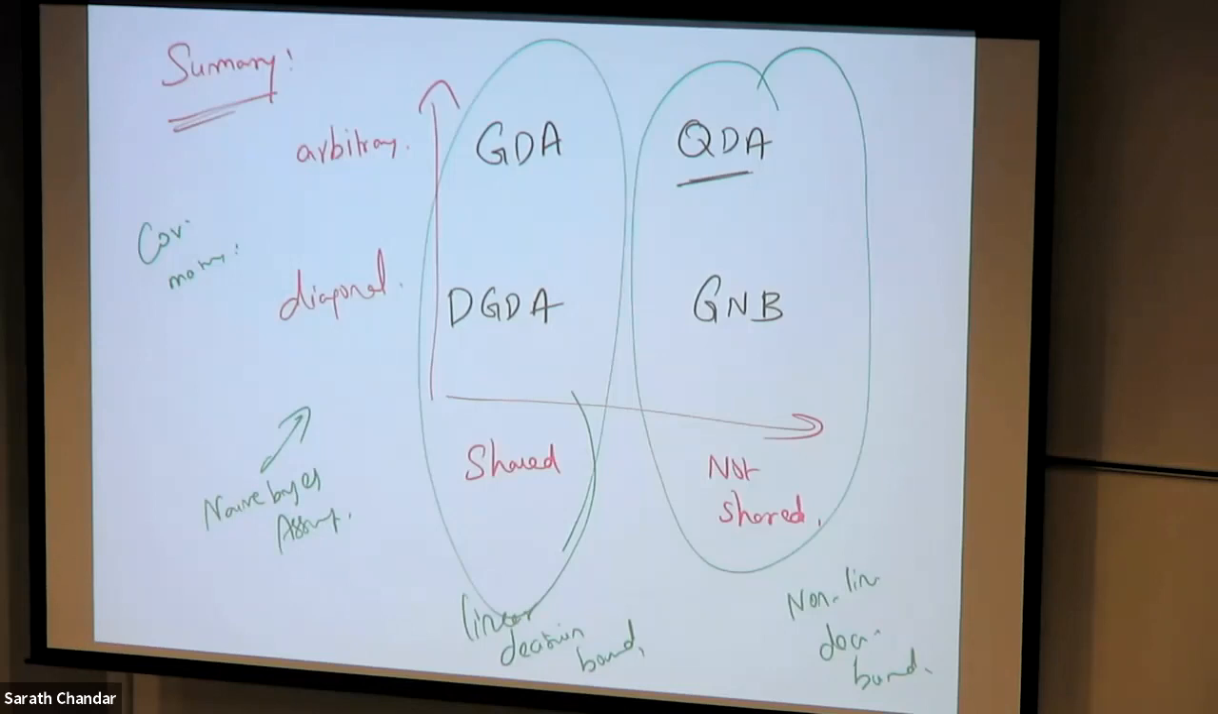Okay, there is a question in the chat. Is GDA a generalized linear model? GDA is a generalized linear model, but QDA is not. QDA is a nonlinear model. Any other questions? Okay.